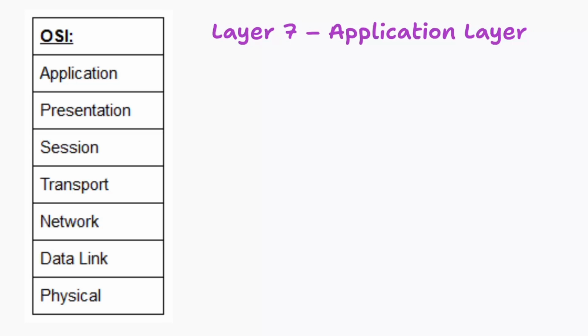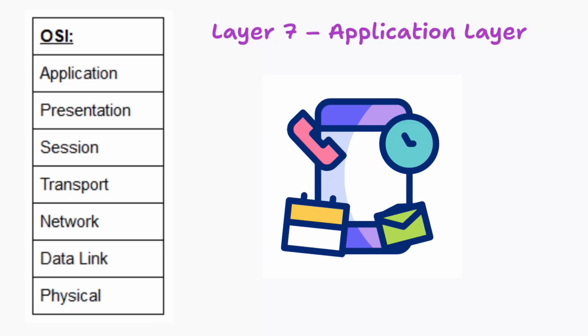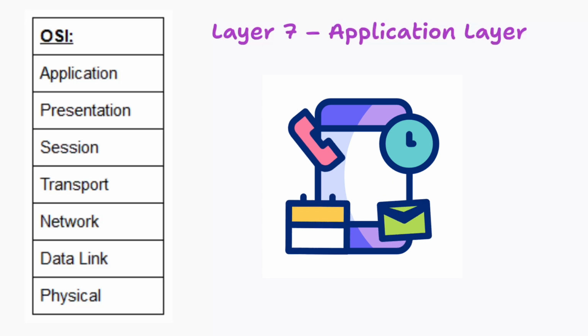In layer 7, we have the application layer. The application layer of the OSI model essentially provides networking options to programs running on a computer. It works almost exclusively with applications, providing an interface for them to use in order to transmit data.